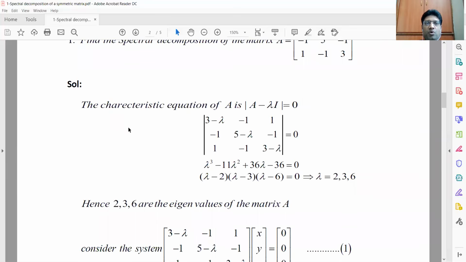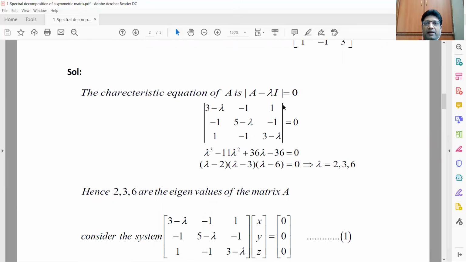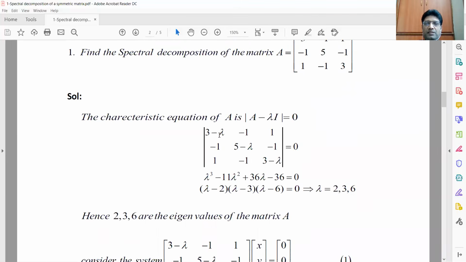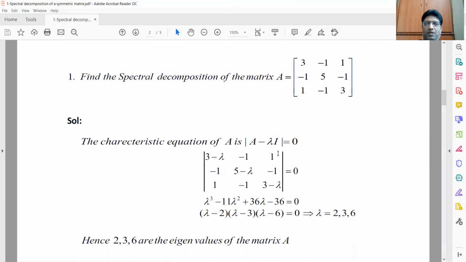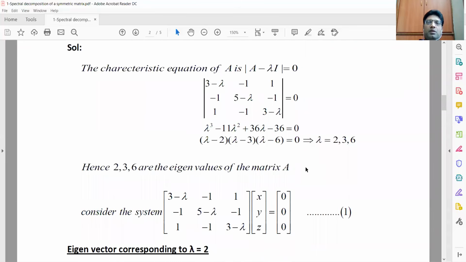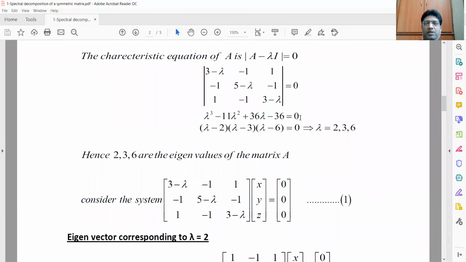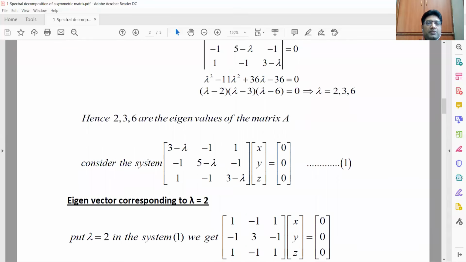The procedure we know already. First you have to write the characteristic equation. The characteristic equation is determinant of A minus lambda I equals 0. From this you will get the determinant with rows 3 minus lambda, minus 1, 1; minus 1, 5 minus lambda, minus 1; 1, minus 1, 3 minus lambda, equals 0. Now solve this equation. You will get a cubic equation here. We factorized that cubic equation and got the eigenvalues as 2, 3, 6. So 2, 3, 6 are the eigenvalues of the matrix A. Next, consider the system.